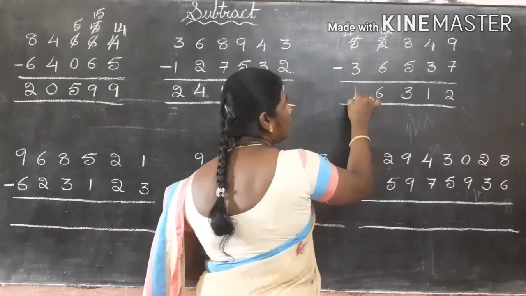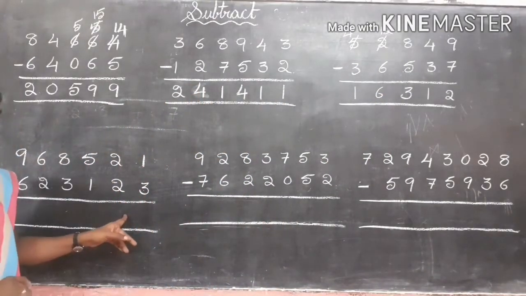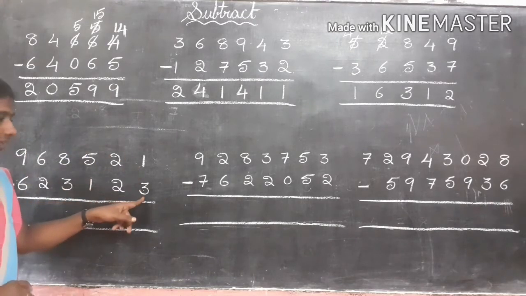4 minus 3, 1. Next one. It is also a 6-digit number subtraction. Here 1, 3.